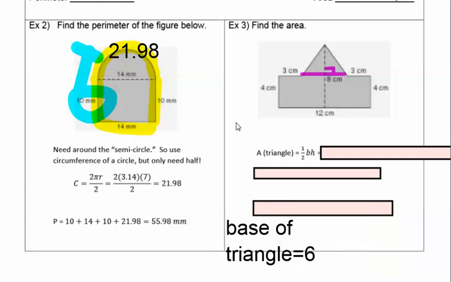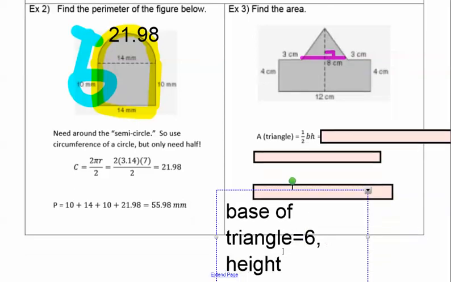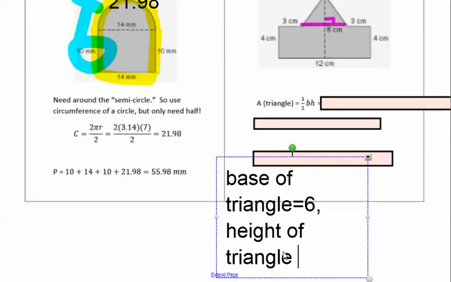Now we need the height of the triangle. Well, we know that this whole thing is 8. But then they show us over here that up to here is 4. So this other part right here is going to be 8 minus 4. So the height of this triangle is going to be 4. So now, height of triangle is going to be 4.